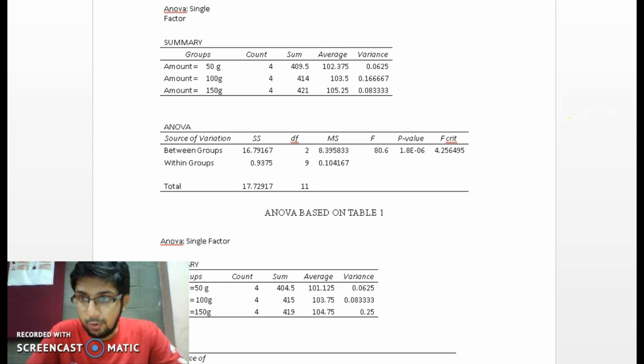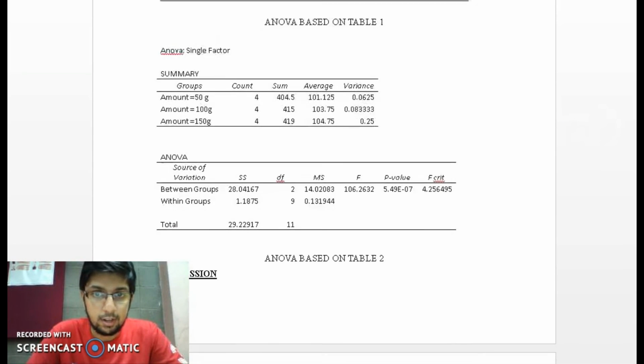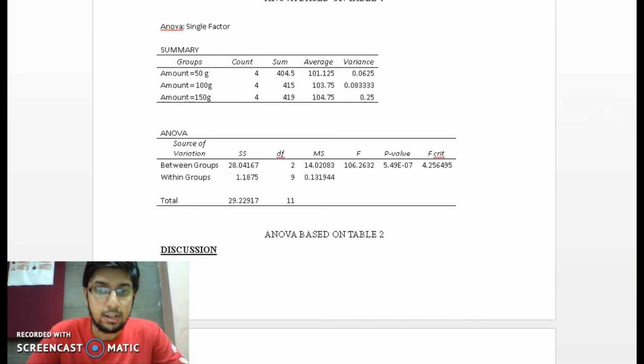Next, we'll move on to the next ANOVA table, and this ANOVA table refers to Table 2, where we are using 1000 ml of distilled water, which will be added with 50 grams of table salt, and also 100 grams of table salt, and finally 150 grams of table salt.